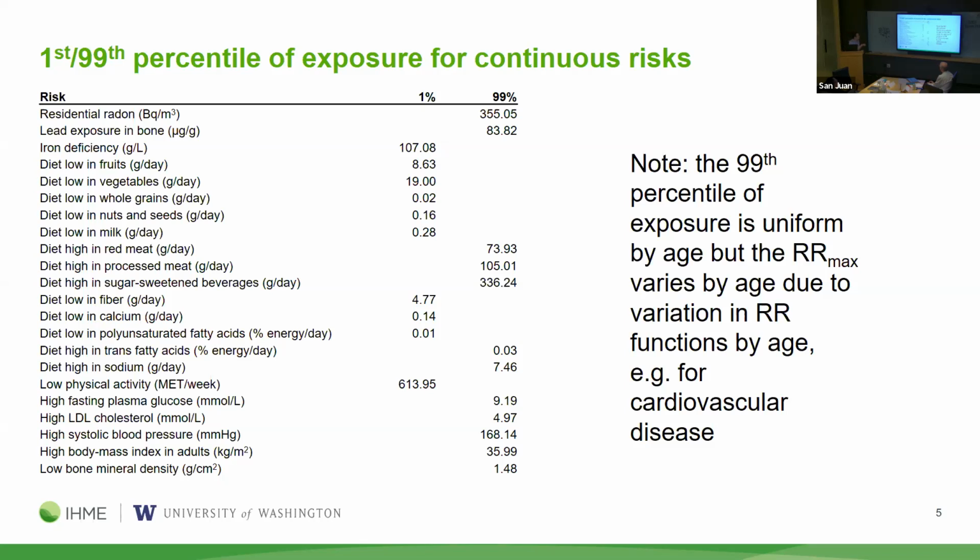Now I do want to note that the 99th percentile of exposure is uniform, it's the same across all ages, right? So that 170 of systolic blood pressure is the same, but the joint maximum relative risk currently varies by age because there's variation in the relative risk function by age. What that means is that the SEV can change from age group to age group simply because the maximum relative risk is changing by age.